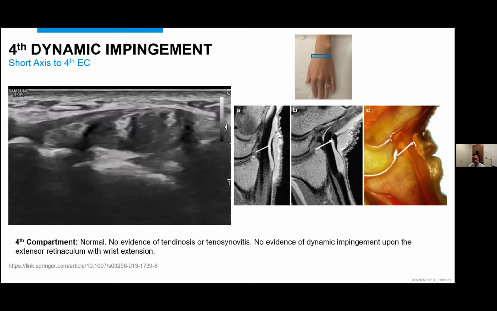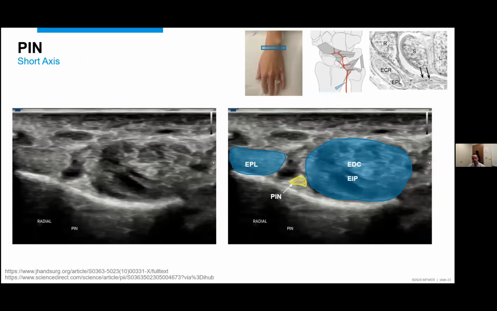So the fourth compartment was normal, no evidence of tendinosis or tenosynovitis, no evidence of dynamic impingement upon the retinaculum with wrist extension. And then the PIN, the posterior interosseous nerve, often sits between the third and the fourth compartment. We usually say it's in the fourth compartment. I find it super hard to see a lot of times.